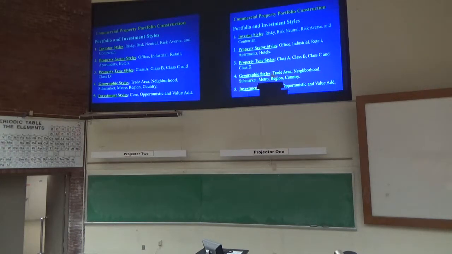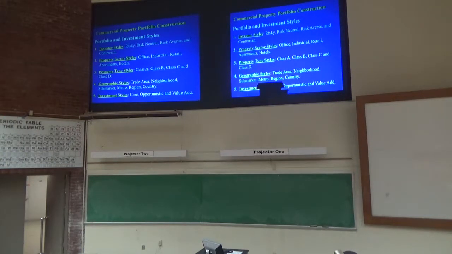You can have geographic styles. I want to invest all my properties within a certain trade area. I want to be just in Livermore and Blackhawk. Maybe I want to be in a certain neighborhood. I want to be in Rockridge, or Montclair, or in a certain submarket, maybe Walnut Creek, or the 680 corridor, or the 580 corridor, or maybe the Alameda, Contra Costa, Oakland metropolitan area, or I want to be in the Northern California region, or in the US, or in Germany, whatever.